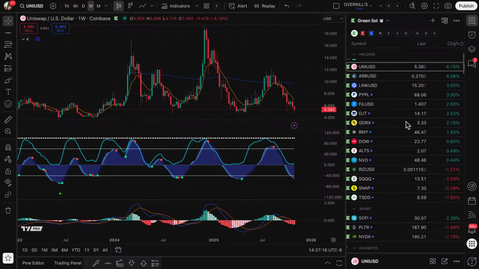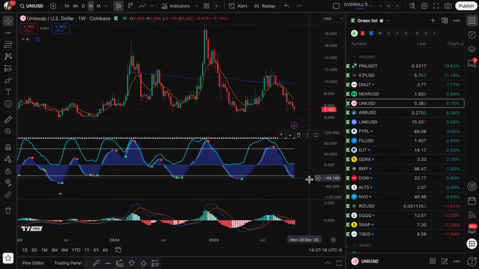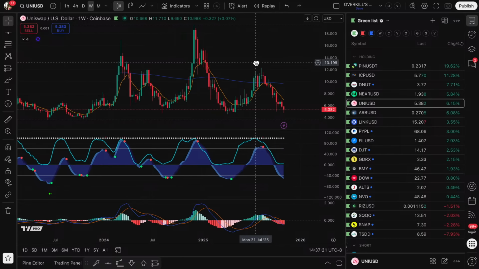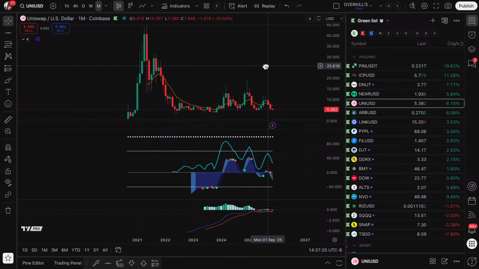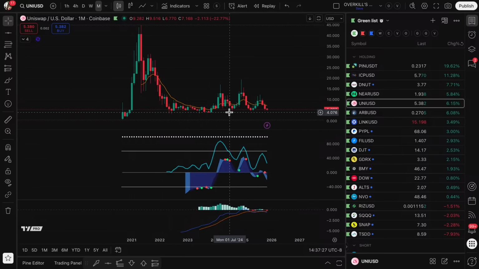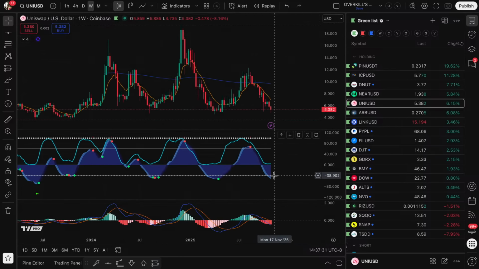So Uniswap's one of my favorite looking cryptos right now. I just want to see that confirmation again. Uniswap is in my portfolio as well. And again, the monthly is not showing green just yet, but we are at a very strong support here around $5 on Uniswap. I think that's a good risk to reward play right now. The best thing you can do right now, in my opinion, is wait for the weekly.